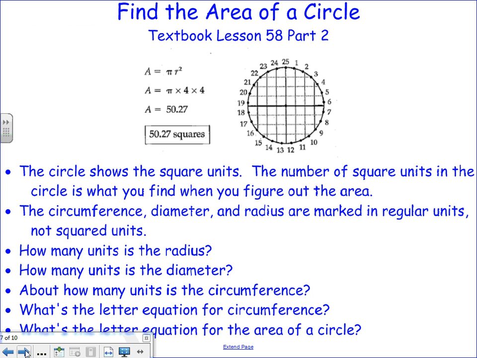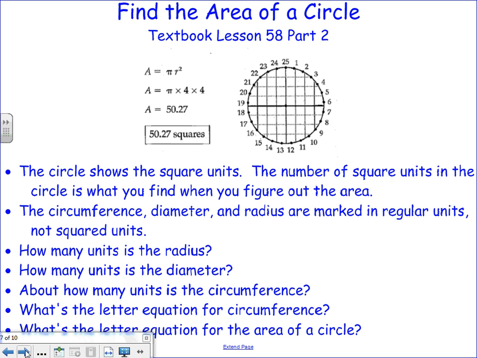Okay, the next thing we're going to work on here is area of a circle. So it says the circle shows the square units. The number of square units in the circle is what you find when you figure out the area. The circumference, diameter, and radius are marked in regular units. Okay? For circumference, diameter, and radius, those are all just distances, so we just give the units for those.